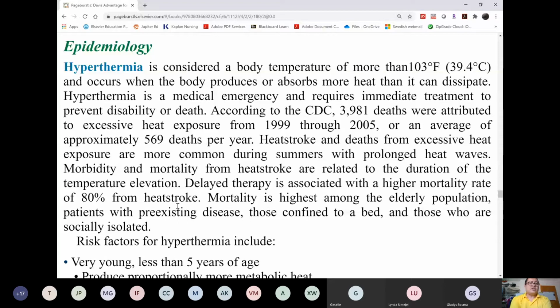Heat stroke is now a true medical emergency because what happens in heat stroke is either the patient did not receive treatment for heat exhaustion or had no access to the treatment.